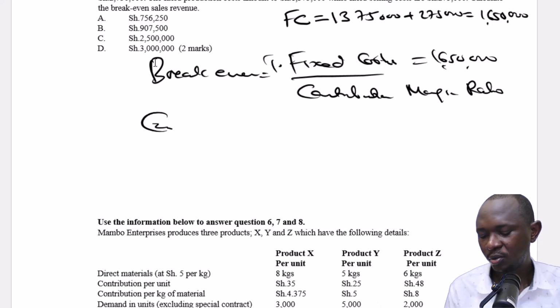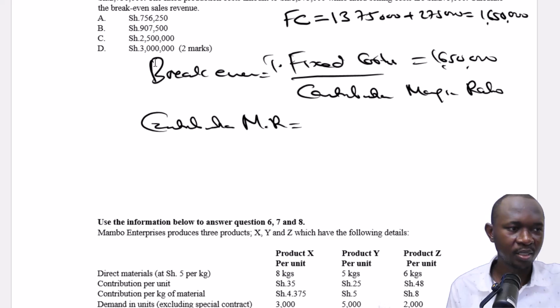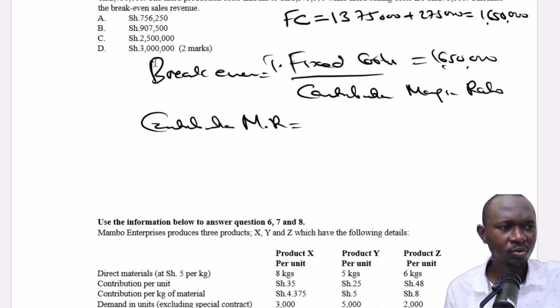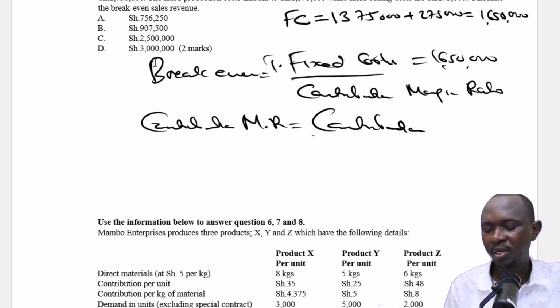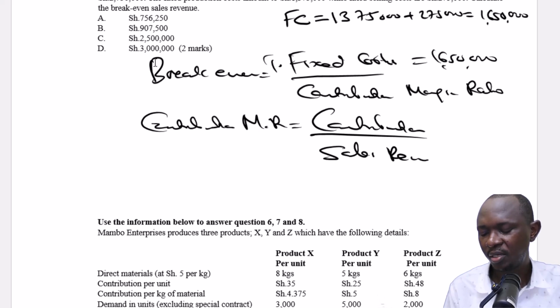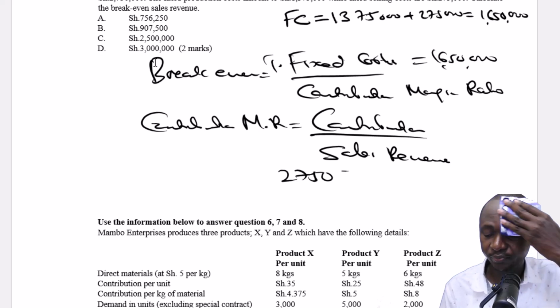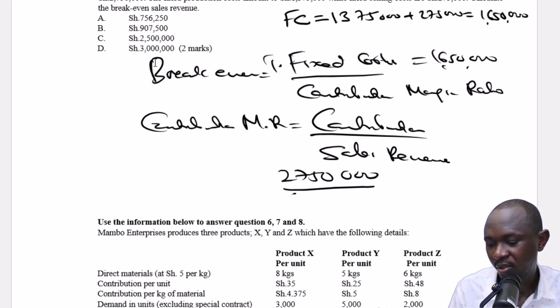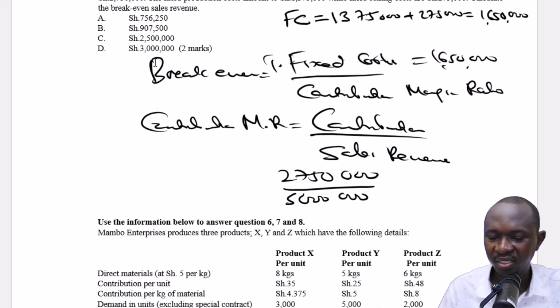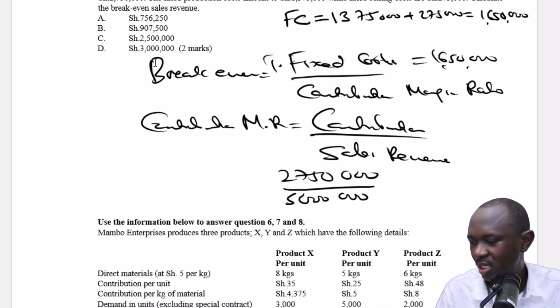Then the contribution margin ratio, we've not been given directly in the question. But what we are going to do is compute it. Contribution margin ratio is equal to contribution over the sales revenue, and I think we've been given all this. So contribution is 2750, it's in the question, divided by the sales revenue of 5 million. There's no need to express it as a percentage because you are going to subject it to further analysis.